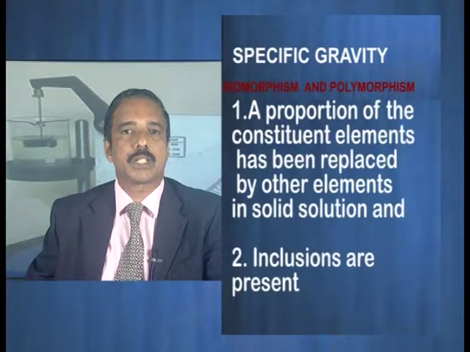The pure form of a mineral has a definite specific gravity, which could vary when a proportion of the constituent elements has been replaced by other elements in solid solution and when inclusions are present. The specific gravity for different end members of the solid solution series and the polymorphic minerals are variable. Polymorphic minerals, which possess the same chemical composition but different crystal structures, show different values of specific gravity.